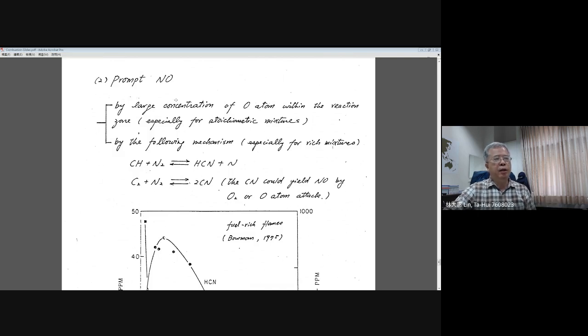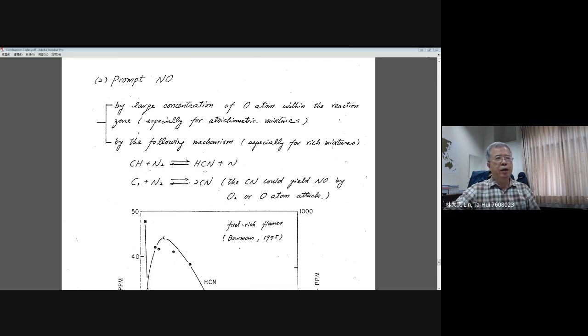the formation of prompt NO goes through two steps. In the first step, they need to have some hydrocarbon radicals, for example, CH radicals or C2 radicals. Here there are two chemical formulas you can follow. Initially, you need to have a CH radical and a C2 radical coming from the decomposition of your fuel. Then they need to meet with nitrogen. Okay, when they meet with nitrogen, they will go through this reaction to produce HCN or CN.